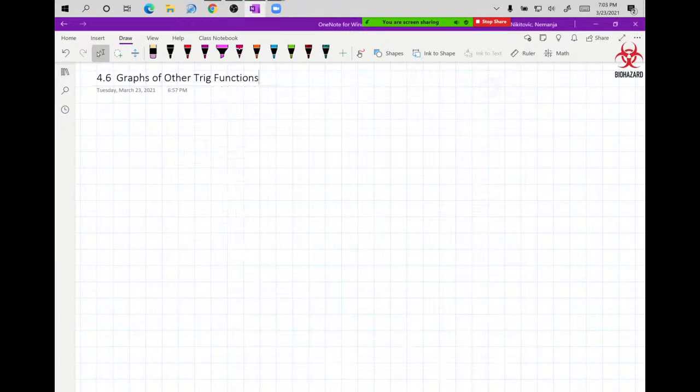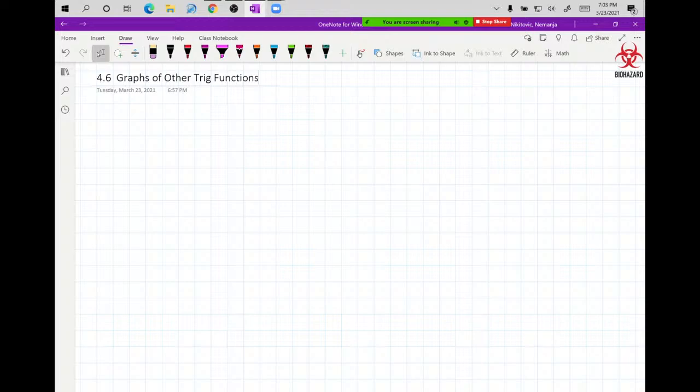Hello and welcome back to Precalculus. This section is on graphing the other four trig functions. Last class we graphed sine and cosine, and today we have secant, cosecant, tangent, and cotangent.